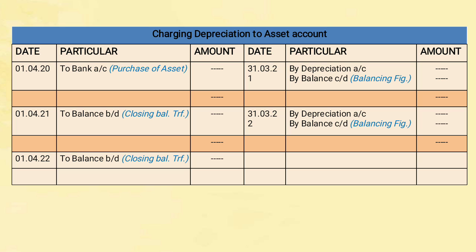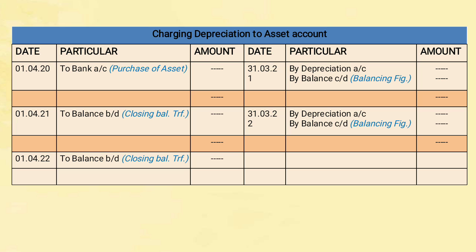Here we have the format of how to charge depreciation. In this format you can see the format of depreciation account, the assets account, where we have to charge depreciation. We have to prepare four columns: first the date, second the particulars, third the amount, and these same three columns we repeat on the credit side. So we have six columns, debit side and credit side. The left hand side is called the debit side, and the right hand side is called the credit side.